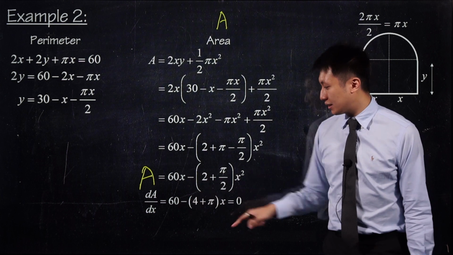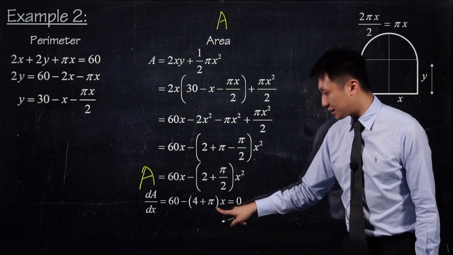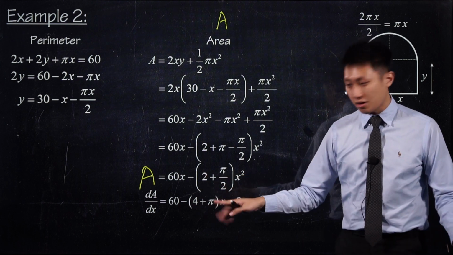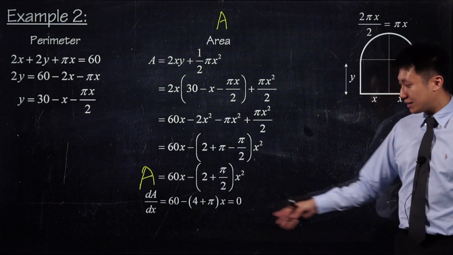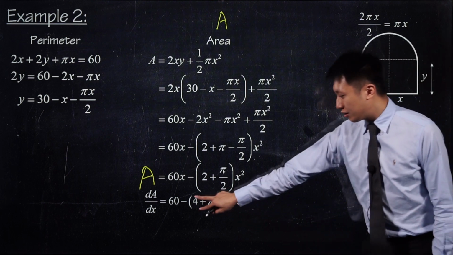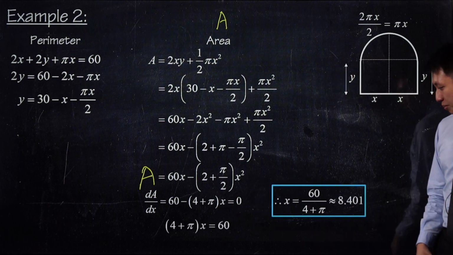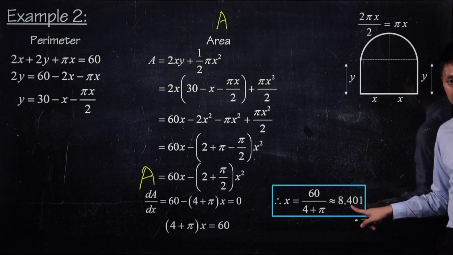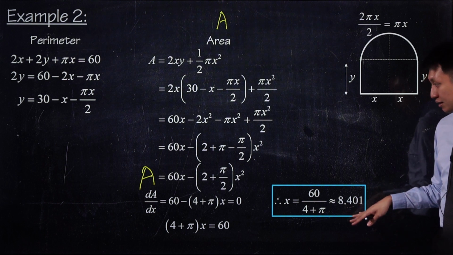60x differentiate, I get 60. For x squared, I write 2 in front, then x. The 2 and the 2 becomes 4, since the 2 and the 2 will be cancelled. So it's 4 plus pi. I set it equal to 0. I think you can easily do it. You move this one over, divided by 4 plus pi. So x will be 60 over 4 plus pi. Then you calculate the number.